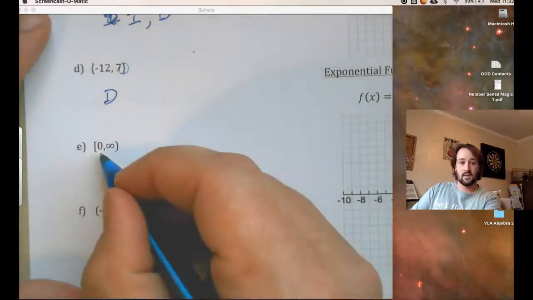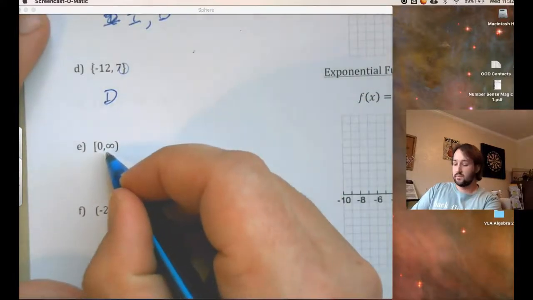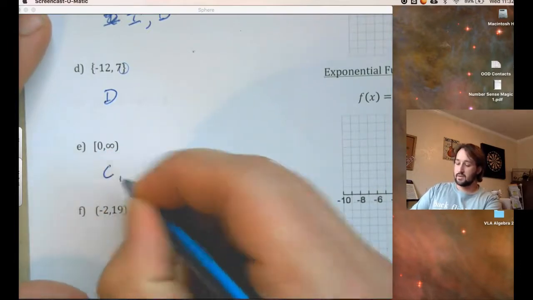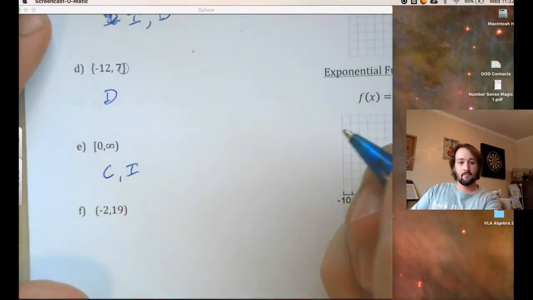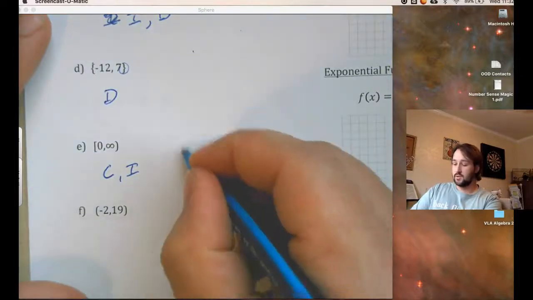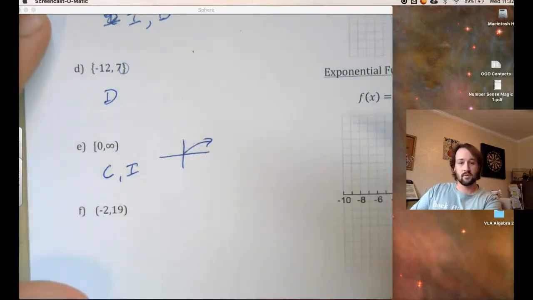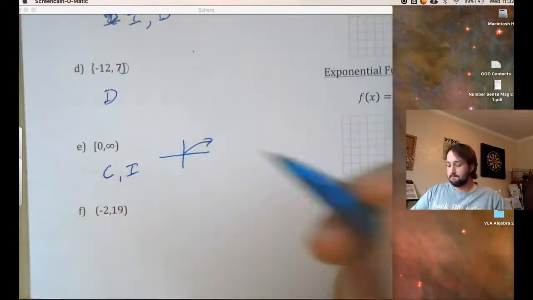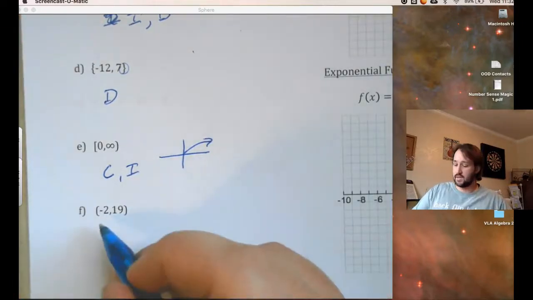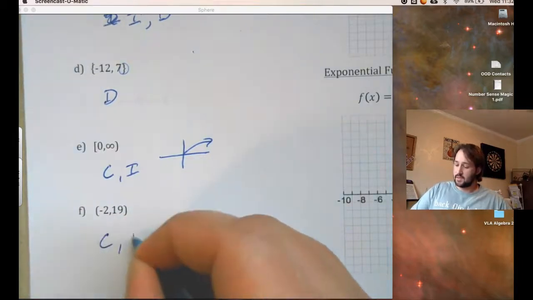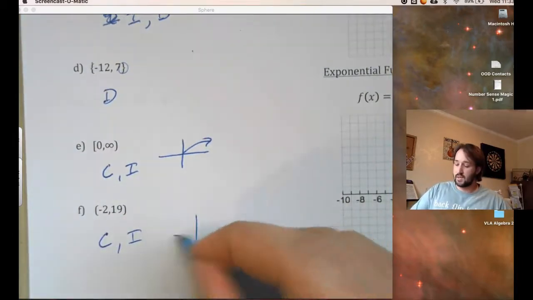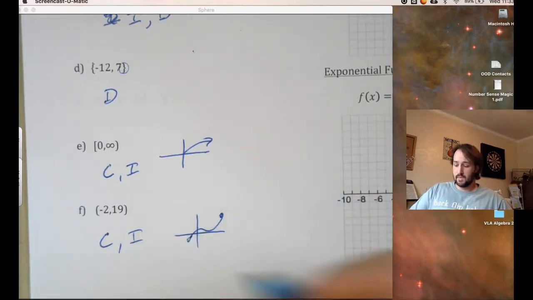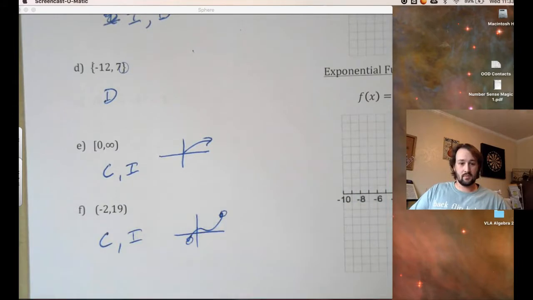So here, it's everything from 0 to infinity. That's interval notation because of that bracket right there. So this is continuous. This is also infinite. There's no breaks from 0 to infinity, so it could be a graph something like that. 0 to infinity, it is continuous and infinite. Then we have negative 2 to 19. This is also continuous and infinite. It's everything from negative 2 to 19. It can be anything in there. It should be open circles.